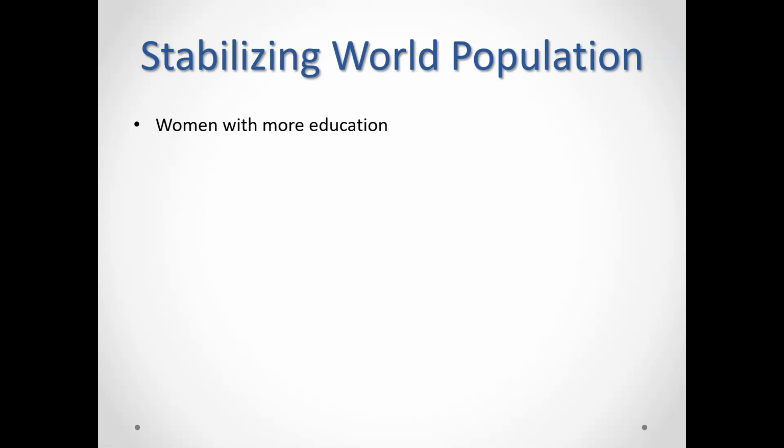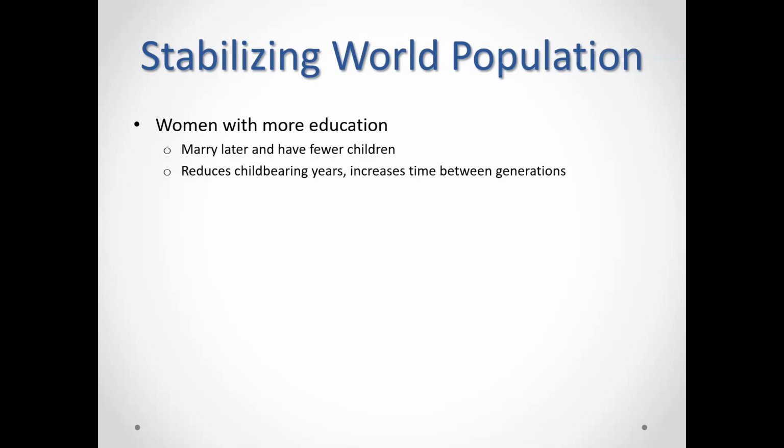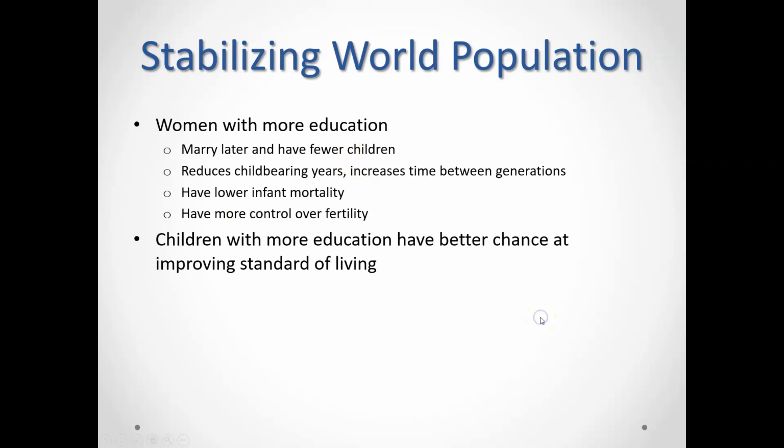One of the biggest things that we can do to reduce fertility rates is improve the status of women worldwide. We know that women who have education marry later and have fewer children. What that does is reduce the number of childbearing years and increase the time between generations, which leads to declining fertility rates. Women with more education also tend to have lower infant mortality rates, and these women have more control over their fertility. Children with more education also have a better chance at improving their standard of living.